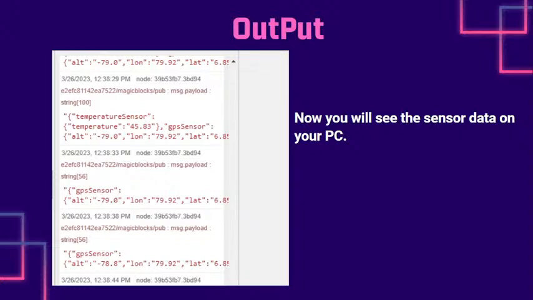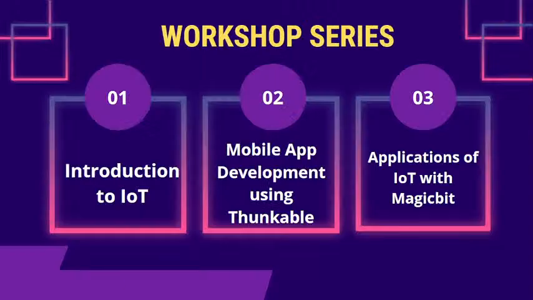And in the second workshop, we covered how to develop a mobile application related to IoT, using the Thunkable platform. Thunkable is also something similar to this Magicblocks platform. Both have the drag and drop facility. And today in our third workshop, we have covered a few IoT applications that we can do using Magicbit, Magicblocks, Wi-Fi and MQTT and the Magicblocks mobile app as well. So that is the end of the workshop series. These are the 3 workshops we covered.